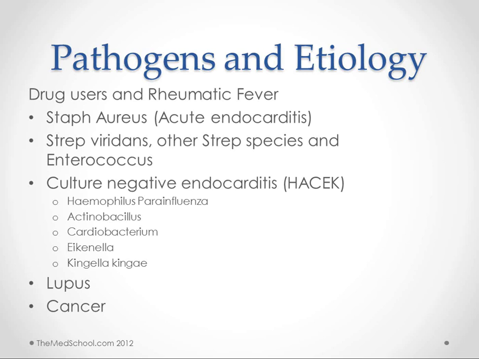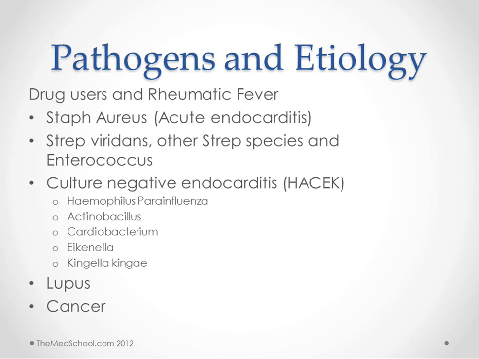For the drug users that get this, we have Staph aureus. We ought to list Staph epidermidis here. Those are going to go most likely to the tricuspid valve, whereas if we have somebody who had a previous rheumatic fever, they are most likely going to have a damaged mitral valve. So on the right side of the heart, we're going to be thinking about drug users. On the left side, we're going to be thinking more about rheumatic fever.